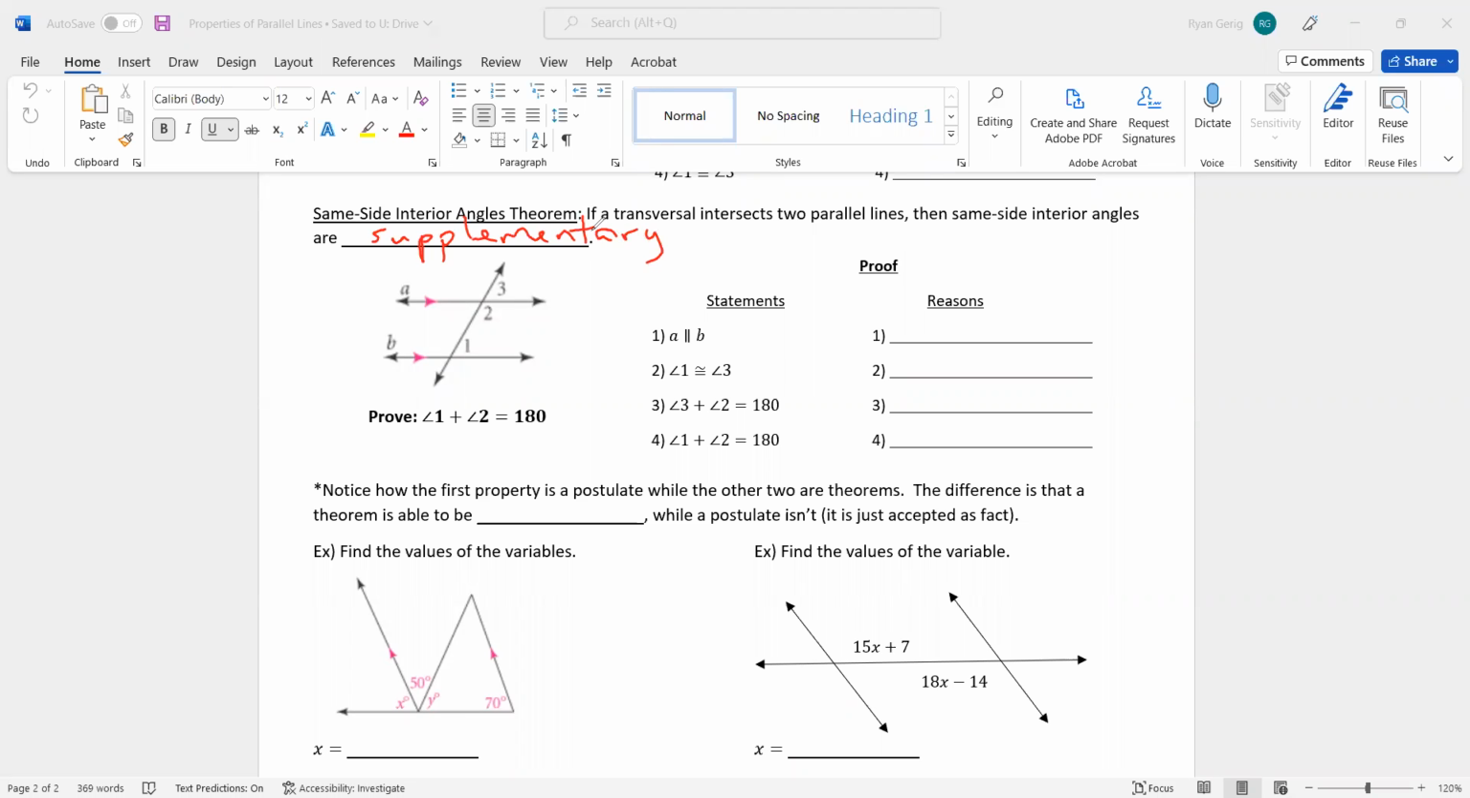Okay, which means angle 1 and angle 2 add up to 180. We're trying to prove that here. Again, once I prove it, we can just use it. So I gave you that A and B were parallel. 1 and 3 are congruent by the corresponding angles postulate. Okay, 3 plus 2 are congruent because of angle addition postulate.